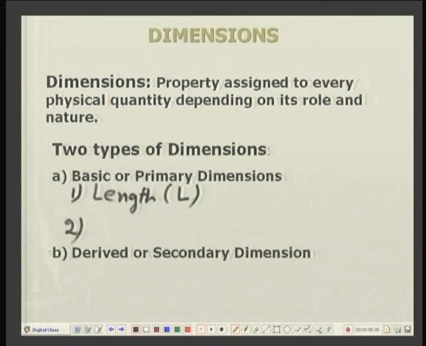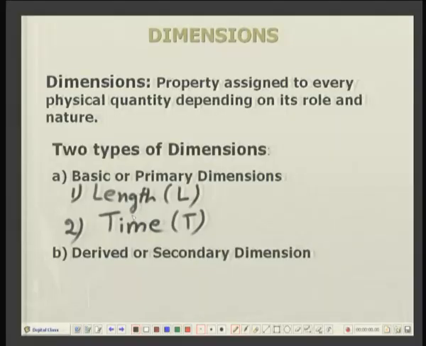Number two is time, which I will abbreviate as T. Well, time, it is very difficult to define it, but we are all aware of it right from our childhood. Time means the ordering of events. If one event has happened earlier than the second event, we say that the occurrence of the first event was at an earlier time as compared to the occurrence of the second event. So you can say time is the ordering of the occurrence.